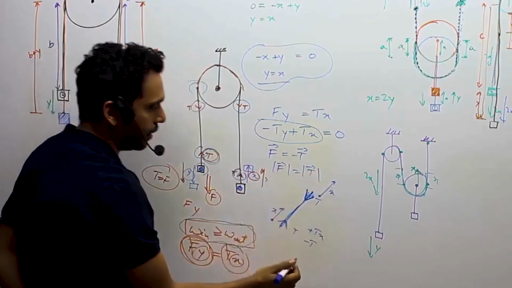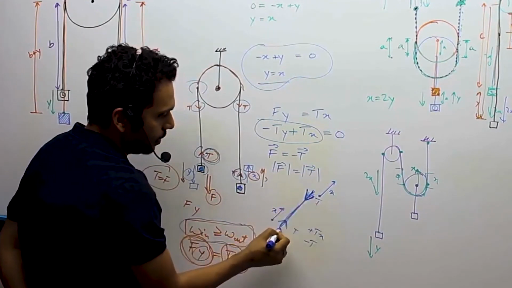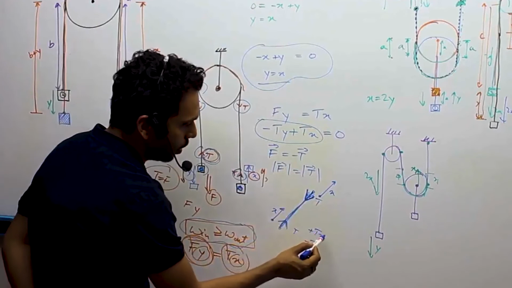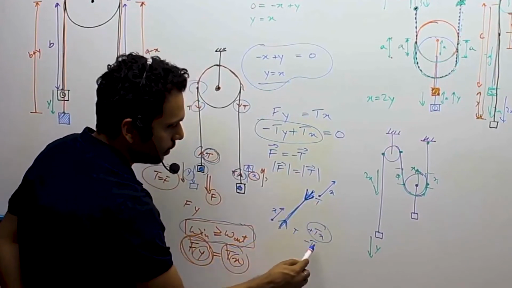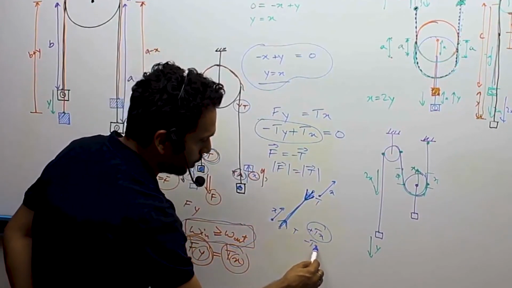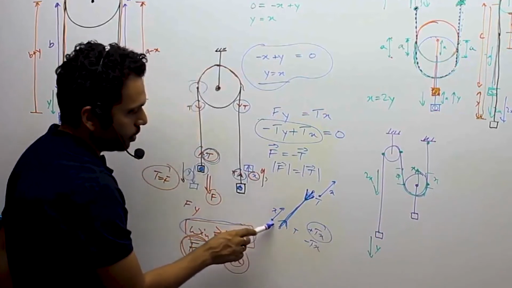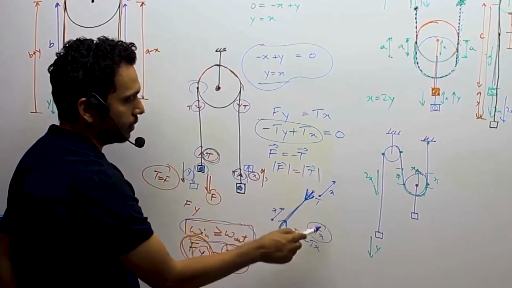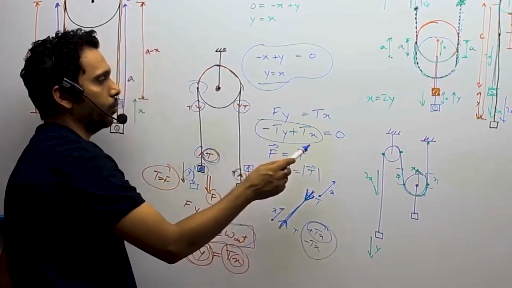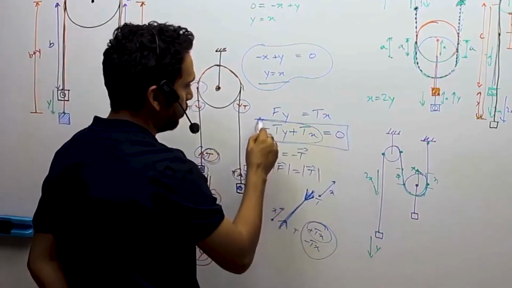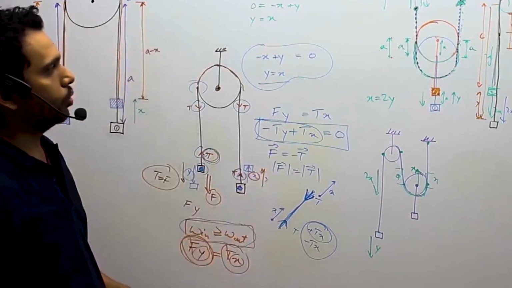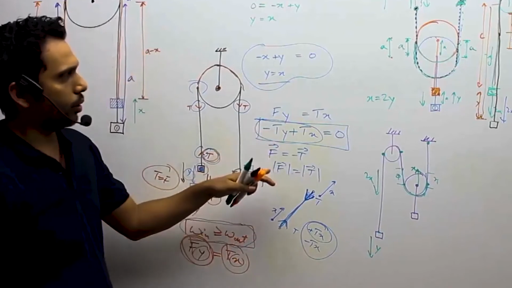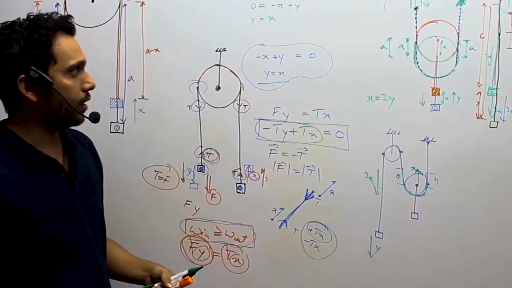So if the string is tight, we can analyze any two ends of the string and say that the work done on one side is equal and opposite to the work done on the other side. So positive Tx this side and negative Tx this side. So total work done is always going to be 0. So this becomes another method to do this question. So that's all theory. We'll apply that method over here and then we'll understand.